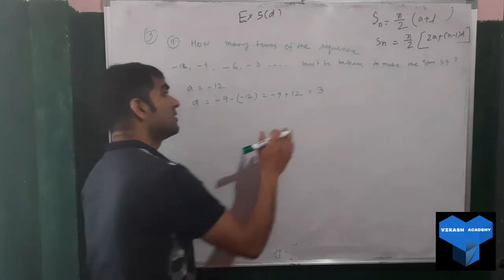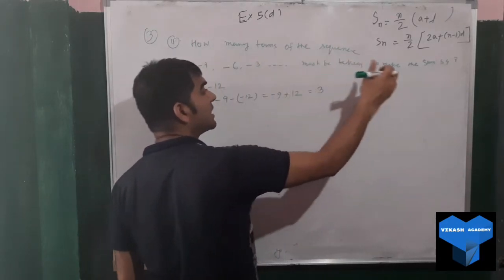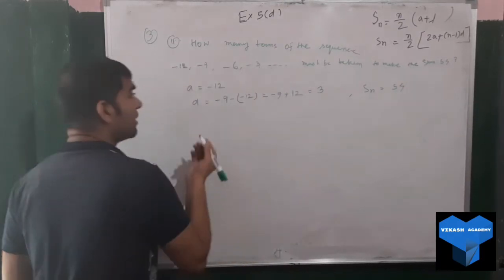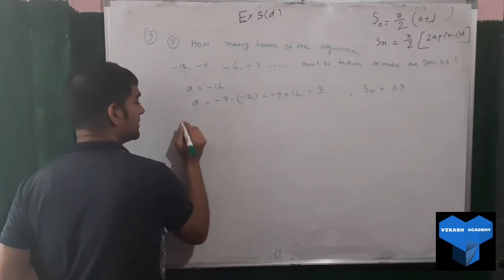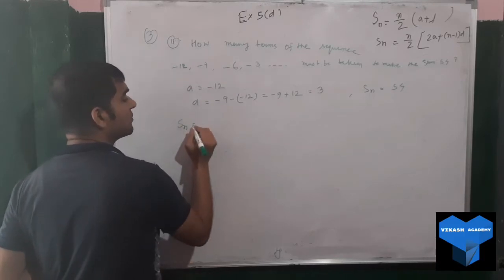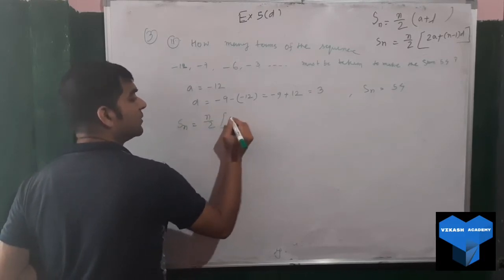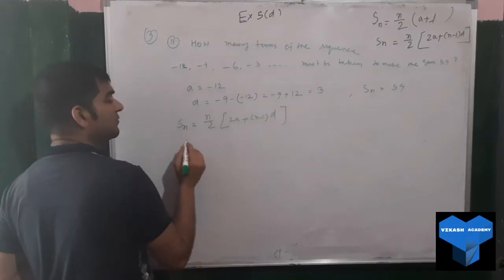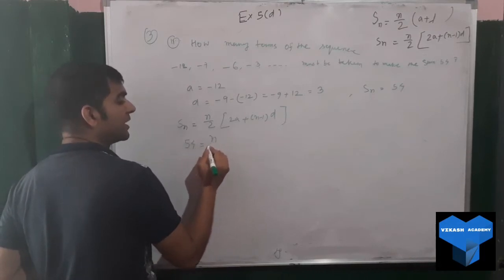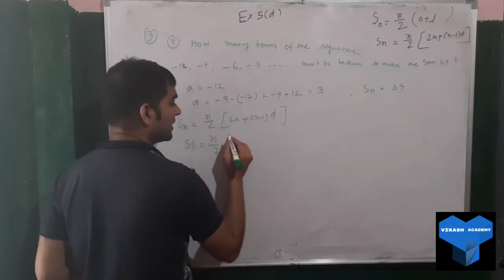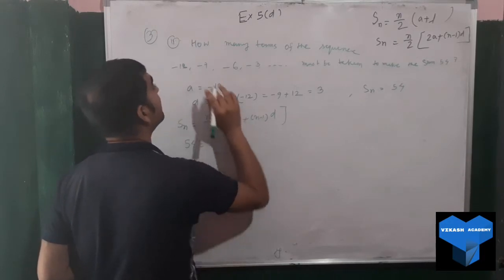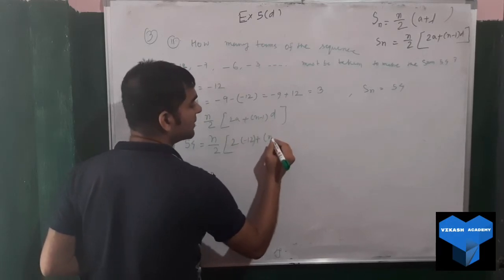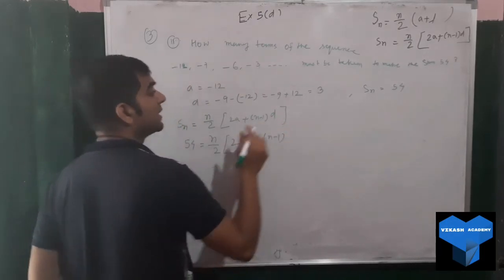Now, for the summation, how many terms will we take so that the sum becomes 54? Sn is 54 as given in the question. Now use the formula, you have a, d and Sn. So you write Sn is equal to n by 2, then 2a plus (n minus 1) d. Put the value Sn as 54. We need to find n, so n by 2 will remain the same. Close the bracket, 2 will be 2. a we have minus 12, so we put minus 12 plus (n minus 1), and d we are getting here is 3.